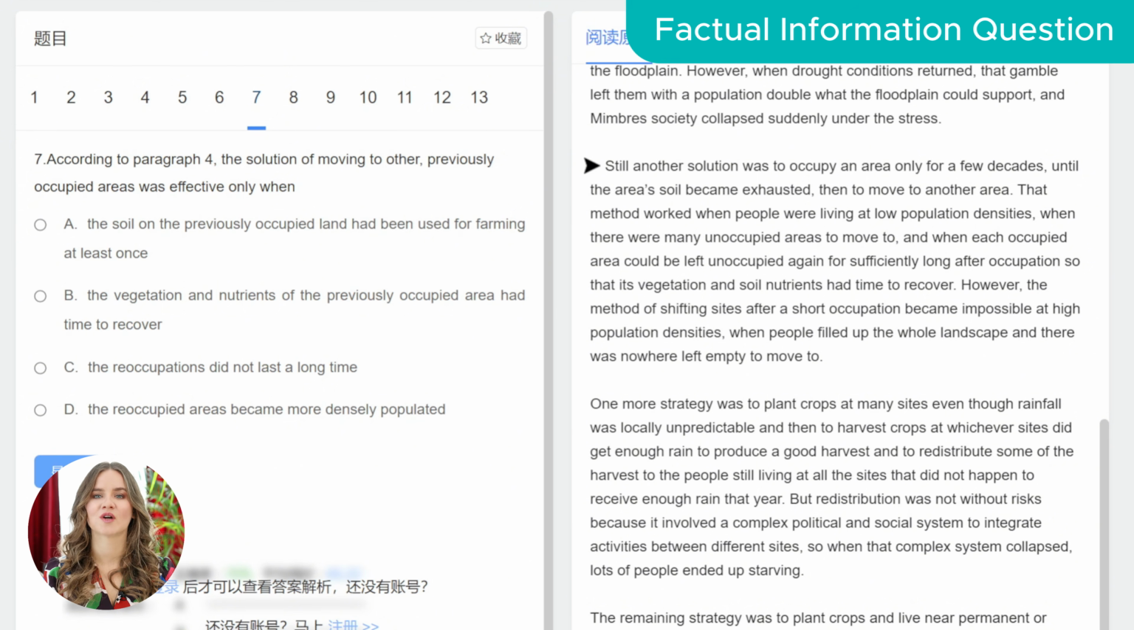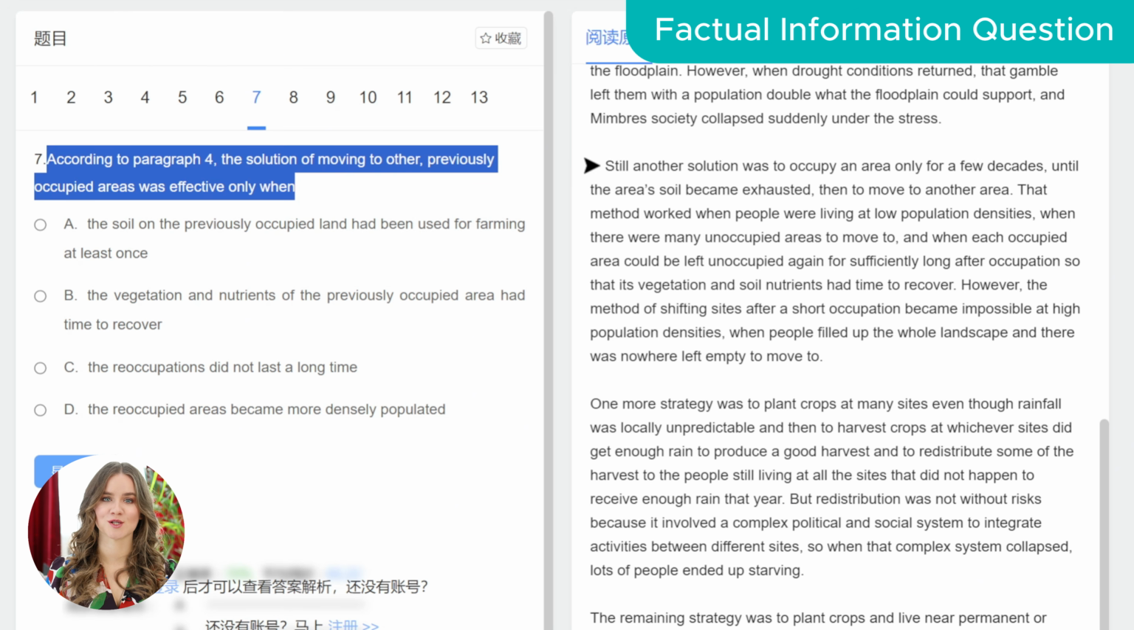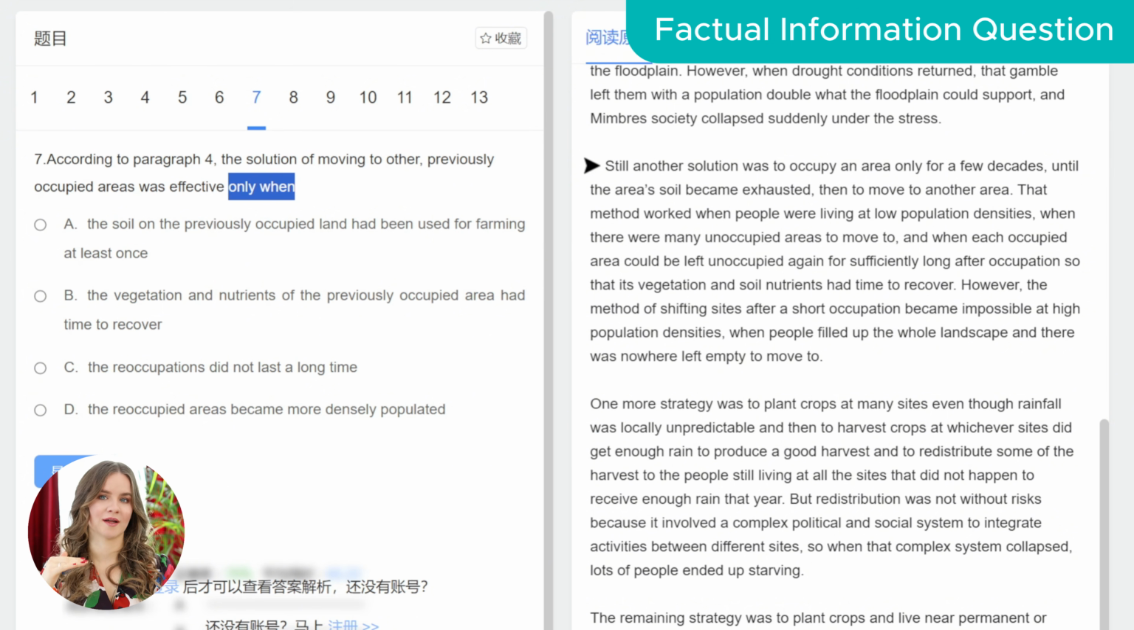Our next question is another factual information question. Again, the strategy is exactly the same. Read the question first, then locate the relevant part of the text. Read it and find the correct answer. The question says, according to paragraph 4, the solution of moving to other previously occupied areas was effective only when. So what we need to find in the text is when and only when the solution of moving to other previously occupied areas was effective.